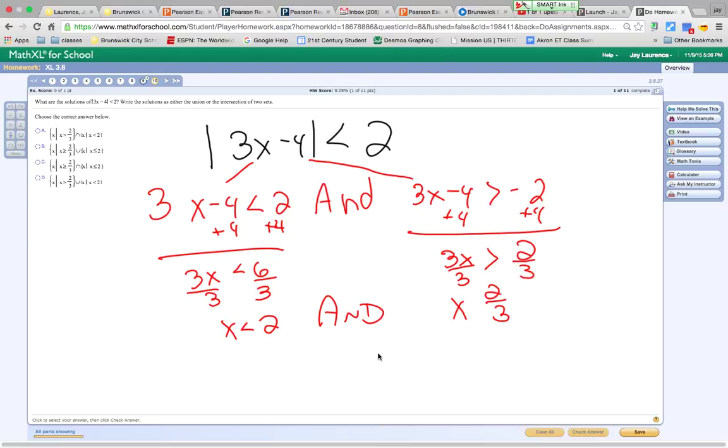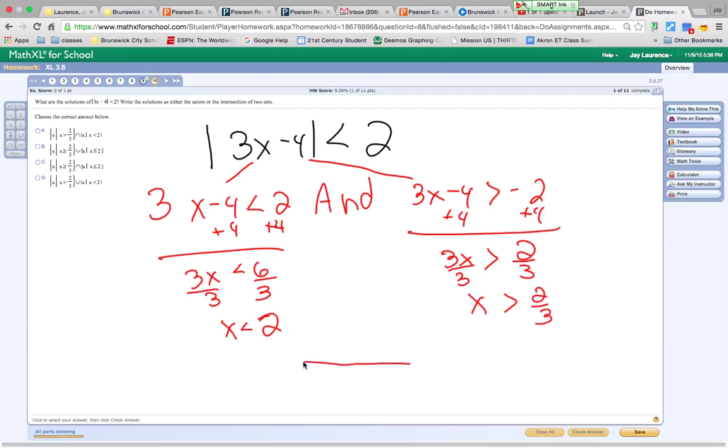So, I need all the numbers. Oh dear, I just undid some important work there. x is less than 2, and x is greater than 2/3.